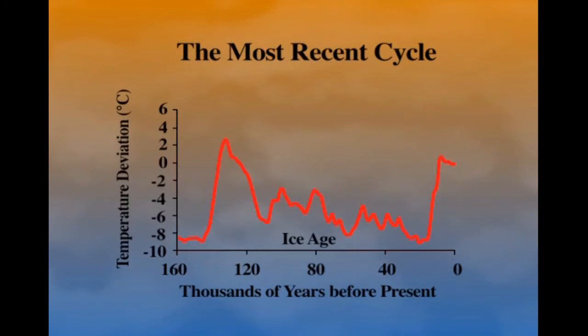It's the same data, same temperature deviation from the present in degrees Celsius. The cool period is the ice age. I said the periodicity was about 100,000 years. About 120,000 years ago, there was a warm spell. We're now in another warm spell. We're not quite at the warmest time in that warm spell, at least not yet.